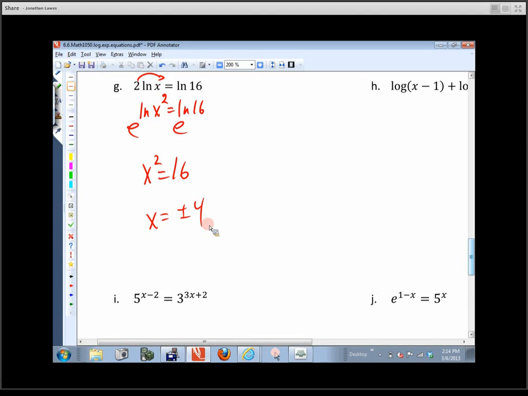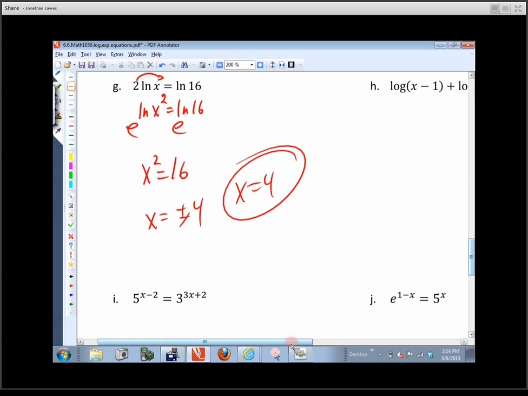It's literally that simple, except for one tiny thing. What have I said from day one in this class, especially if you were in my 1010 class? What do you always have to be careful of? Domain issues. This is an ln. It's a logarithmic equation. You can't plug in something that makes it so you're taking the ln of a negative or a 0. So can I plug in the negative 4? No. So I cross that off. The only answer is x equals 4.